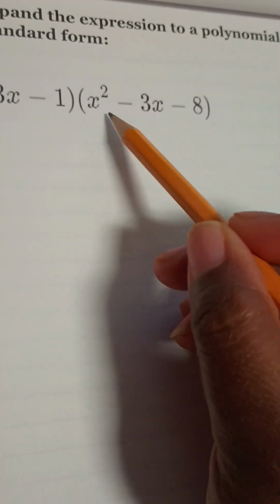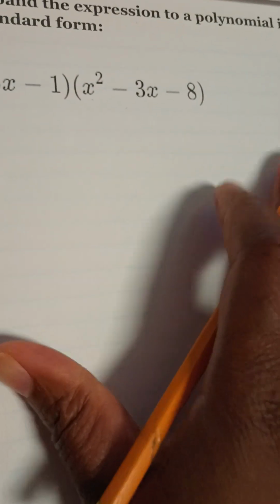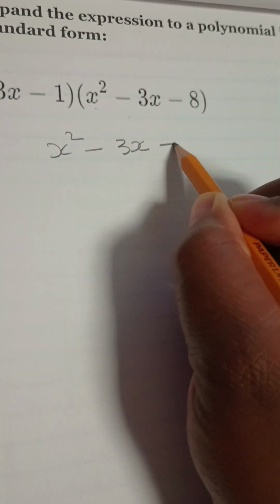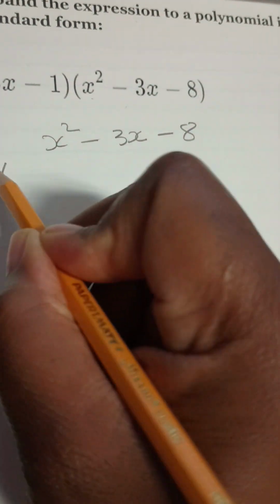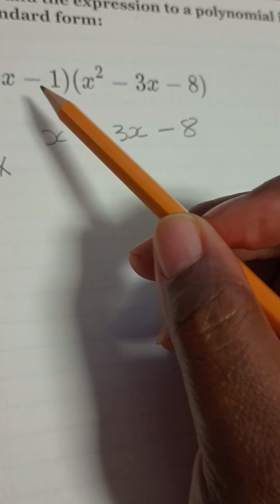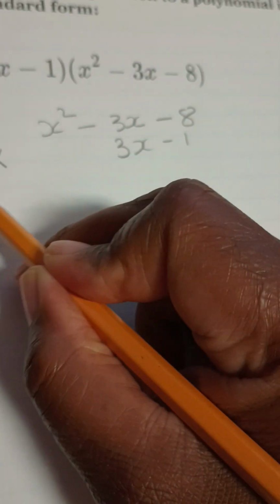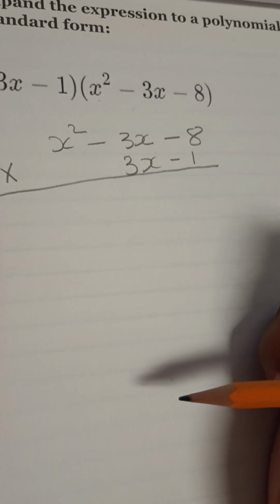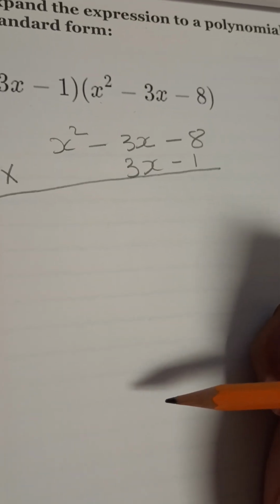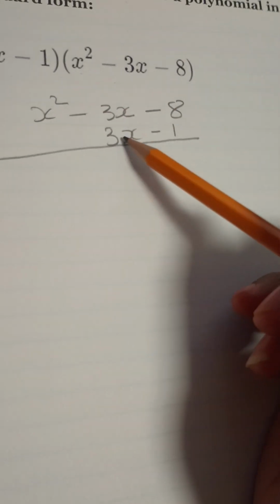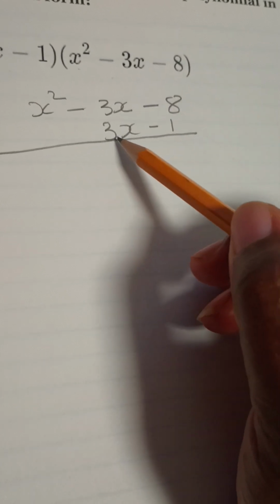So let's get started. I'm going to rewrite my problem. I'm going to write my trinomial first, which is x squared minus 3x minus 8. Then I'm going to multiply that by my binomial, which is 3x minus 1. I actually like doing it this way because it's more organized and it's simpler when you're trying to combine like terms because the terms are aligned. Let's do it. So first I'm going to start multiplying with my 3x.